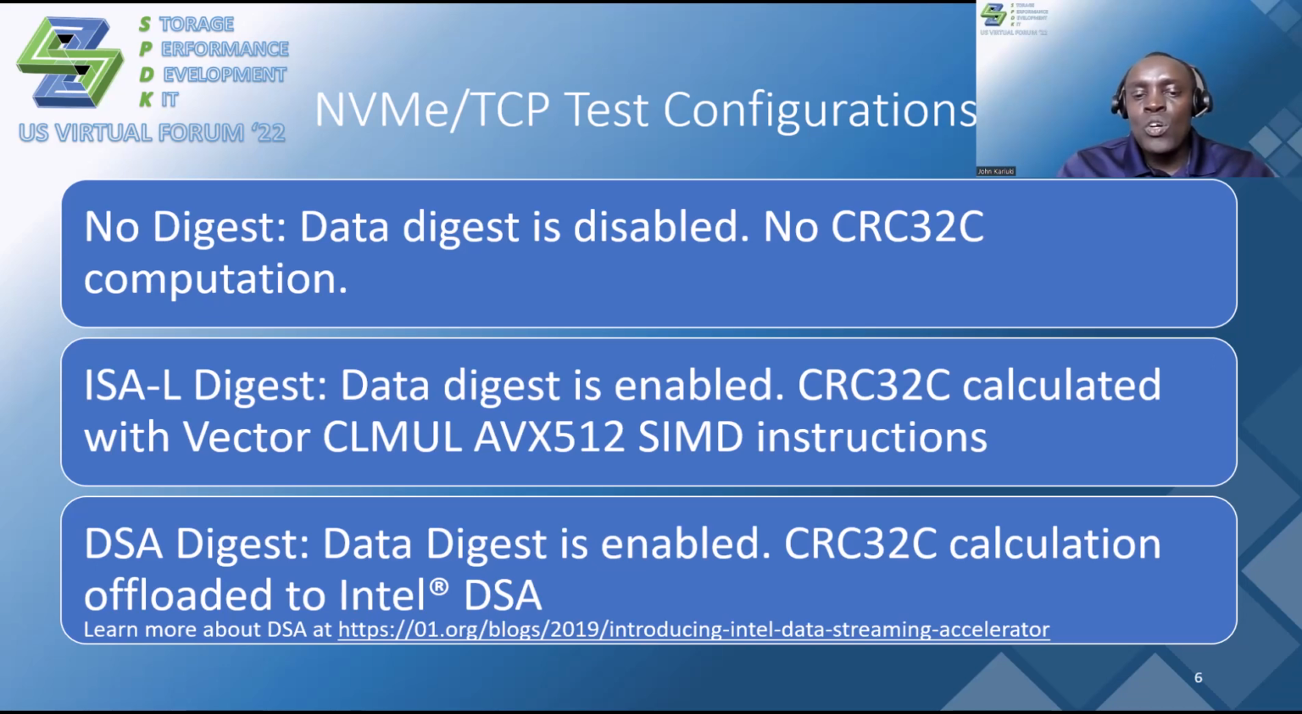So from a data protection perspective, once we enable that, the target just works, whether it's in environments that have Intel DSA or environments that do not have Intel DSA. And then last but not least, that configuration is where we enable the data digest, and we used Intel DSA to calculate the CRC32C digest. For all these three configurations, we ran different workloads, measured the IOPS, and then computed the IOPS per core. That way we can show the efficiency of offloading that CRC32C computation to DSA versus doing it on the CPU cores assigned to the target using ISA-L.